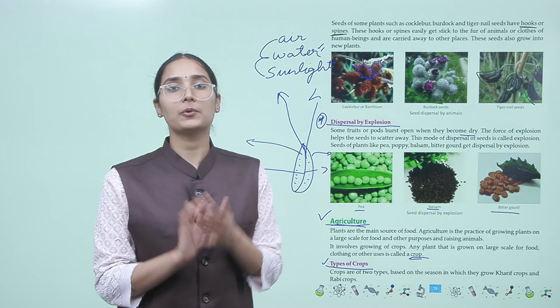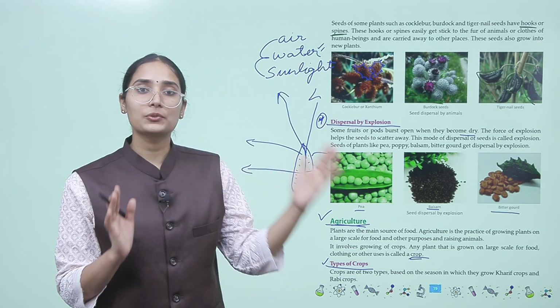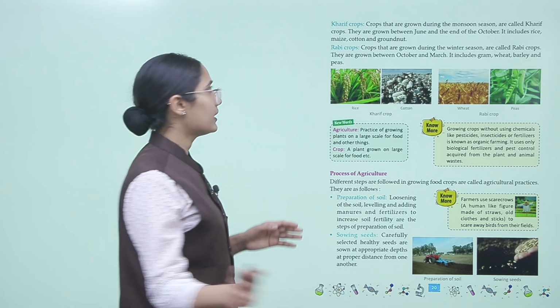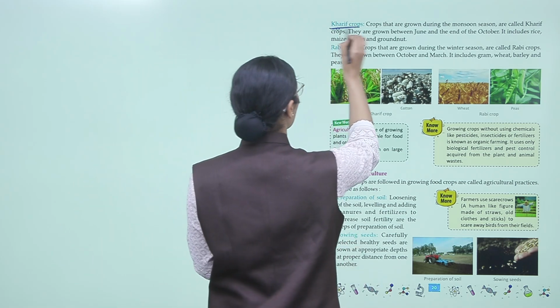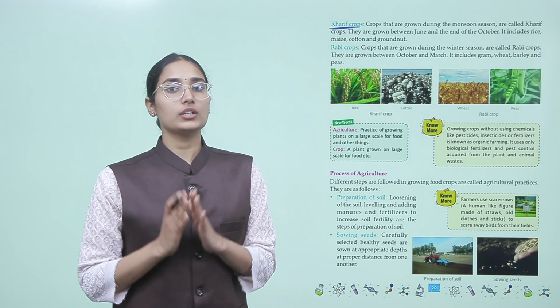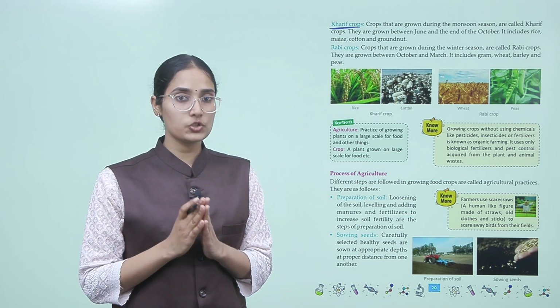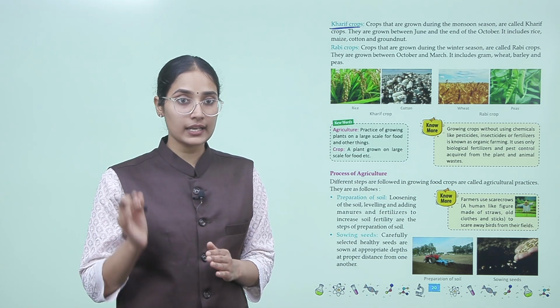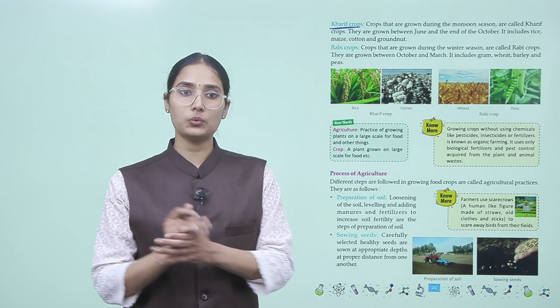Now, let's understand these types of crops. Let's go to the next page. So, what is a Kharif crop? Crops that are grown during the monsoon season are called Kharif crops. They are grown between June and the end of October. It includes rice, maize, cotton and groundnut.